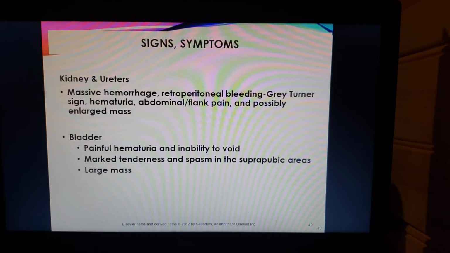Signs and symptoms. When the injury has occurred to the kidneys or ureters, there could be a massive hemorrhage present. You may see retroperitoneal bleeding, the Gray-Turner sign, hematuria, abdominal flank pain, and possibly an enlarged mass on palpation. For bladder signs and symptoms, painful hematuria or the inability to void, marked with tenderness and spasms in the suprapubic region, and you may palpate a large mass.